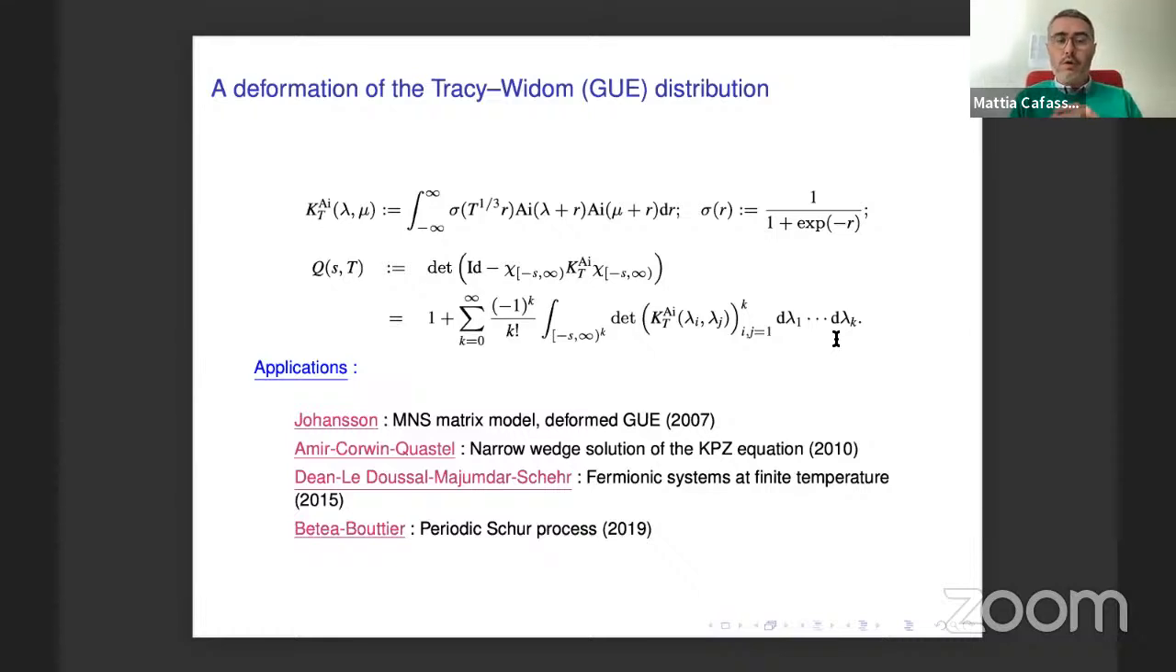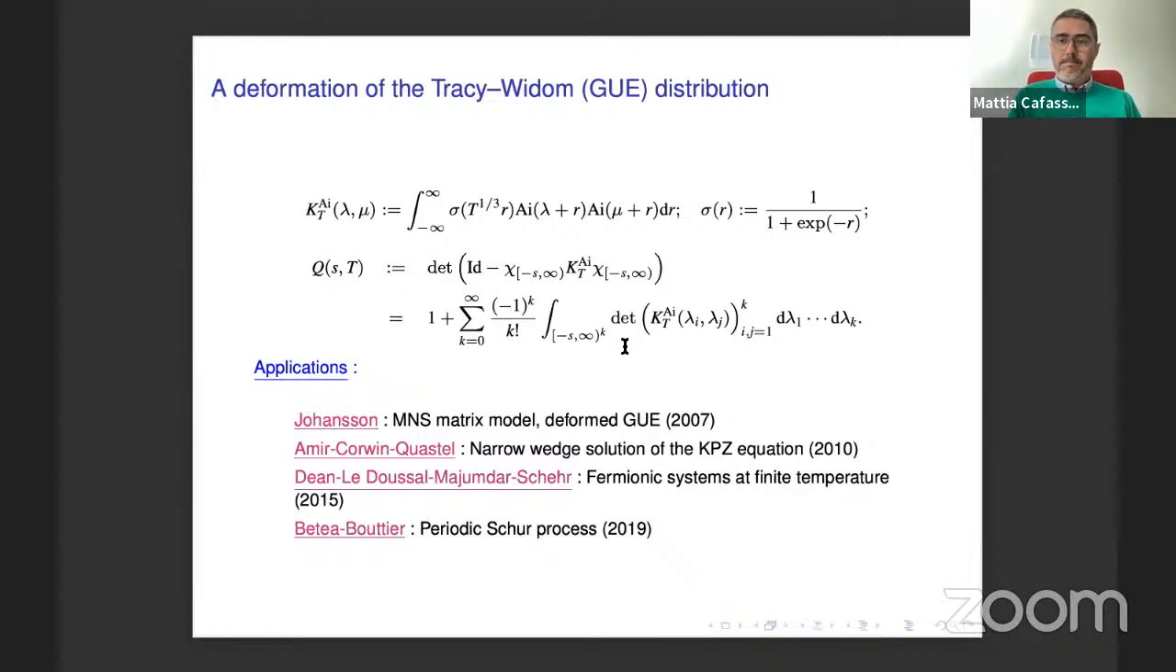And then what we want to study is a distribution function on the variable s that depends parametrically on t. And this is defined as this Fredholm determinant: the Fredholm determinant of the identity minus the operator defined by this kernel, which depends on this variable big T, restricted to the interval minus s to infinity. And this is just the classical definition of the Fredholm determinant.